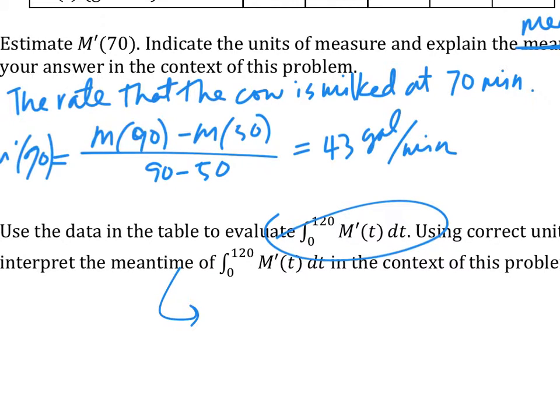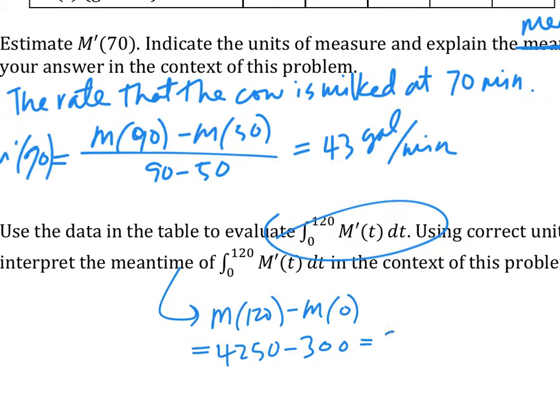So basically, you need to remember FTC part 2. This is just m of 120 minus m of 0. The integral of some derivative is just the function itself from the end minus the beginning. So that is going to be 4250 minus 300. So that is 3950 gallons. Are you guys okay?